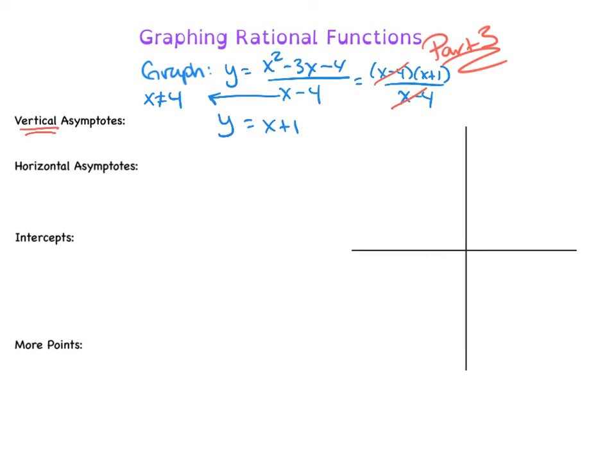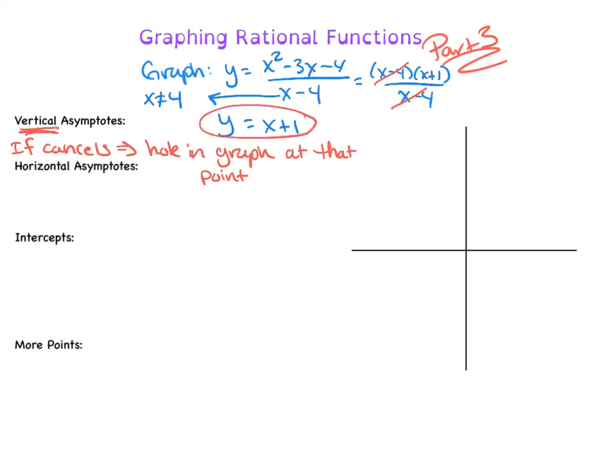If you have canceling that happens like this, and it cancels out what would have been your vertical asymptote, what you have is a hole in your graph at what would have been that point. So we have the line y equals x plus 1 with a hole at x equals 4.